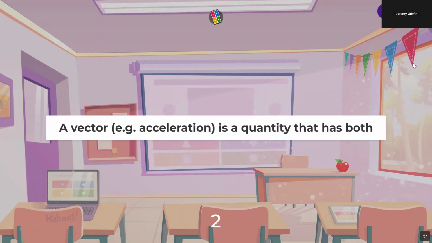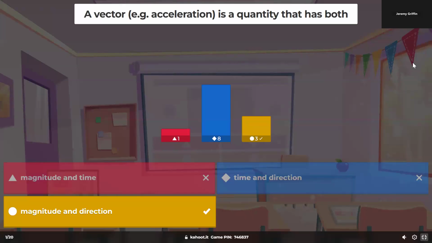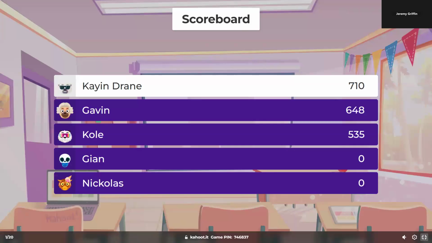A vector, for example acceleration, is a quantity that has both magnitude and direction. Okay, so a magnitude is like the number you plug in the calculator, like how big, how much. But vectors also have a direction associated with them, don't they? Like 30 degrees above the horizontal, something like that, or forwards or backwards or up or down. Time, by the way, is considered to be a scalar, which does not have a spatial direction. So scalars do not have spatial direction. Vectors do. That's the difference between a scalar and a vector.